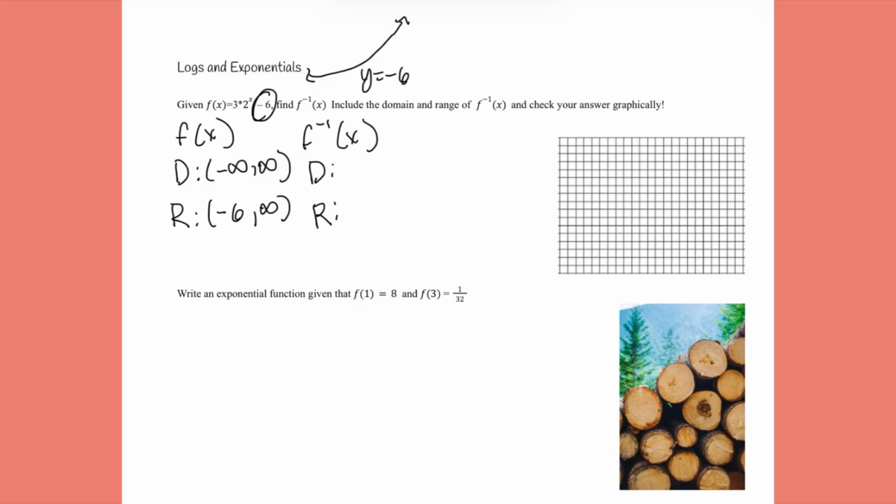Okay, now that I have all these numbers, I can flip the domain and range to find the domain and the range of the inverse of f of x. Remember, the inverse just means that the inputs and outputs switch, and domain and range are equal to inputs and outputs. So I'm going to make the domain here -6 to infinity, and the range -infinity to infinity.